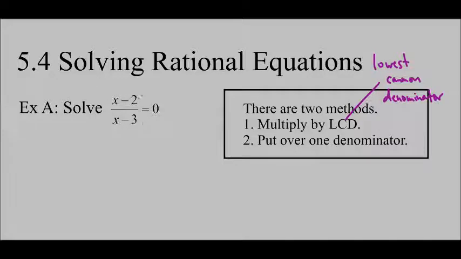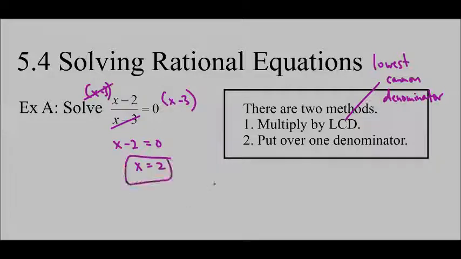answer. So for example, (x minus 2) over (x minus 3) equals 0. We're going to multiply everything by x minus 3, so just multiply both sides by x minus 3. You can see that here it cancels, and here it becomes 0, so we get x minus 2 is equal to 0. And then we get x equals 2, and that is our answer.